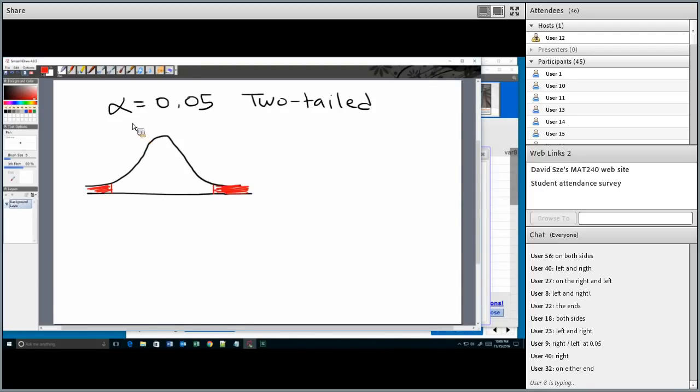We just did the first step here. What is one of these areas equal to? Just one of them, not both, but just one.